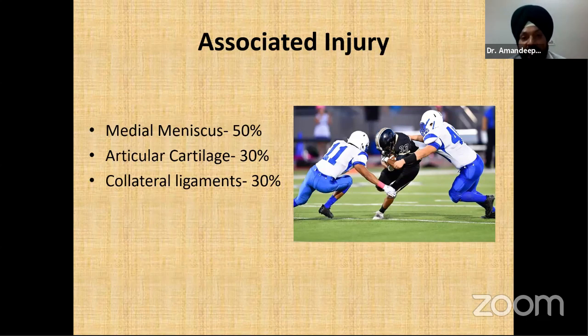Anterior cruciate ligament injuries hardly occur alone, because the impact on the knee is such that the other structures also get involved. There is a small study which concluded that there is an incidence of associated medial meniscus injury in 50% of the cases, associated articular cartilage injury in 30%, and collateral ligament injury, both medial more than lateral, in 30%.